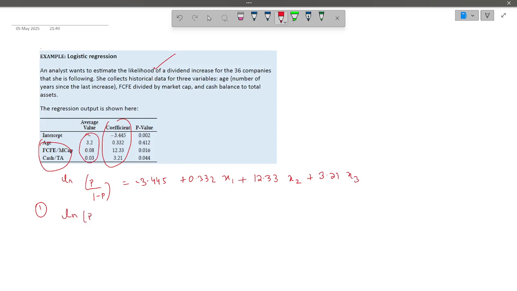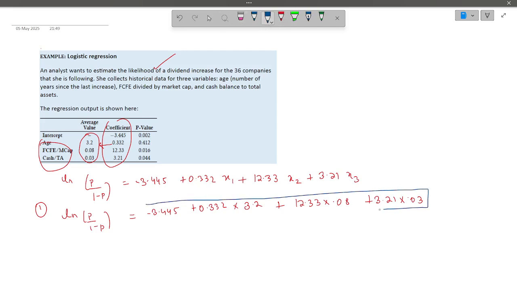Right, so ln of p by 1 minus p equals minus 3.445 plus 0.332 into 3.2, the average value of x1, plus 12.33 into the average value of x2 plus 3.21 into the average value of x3. Calculate this and tell me how much you get.